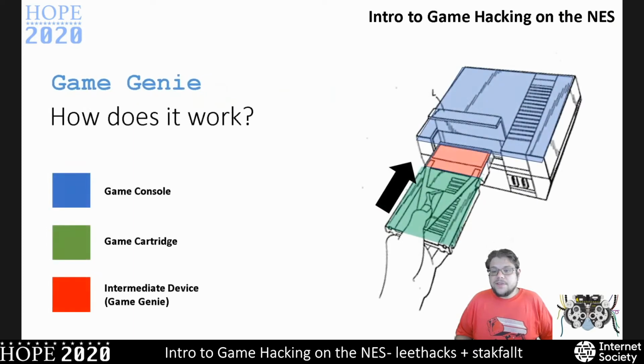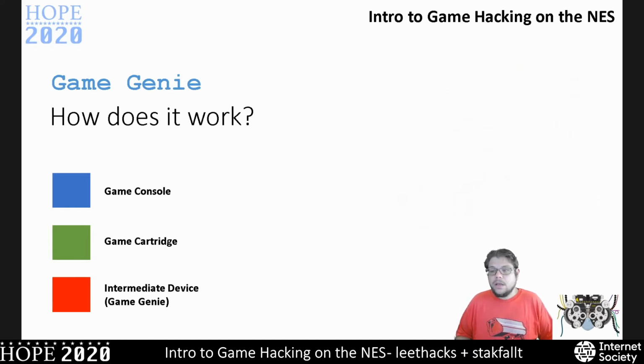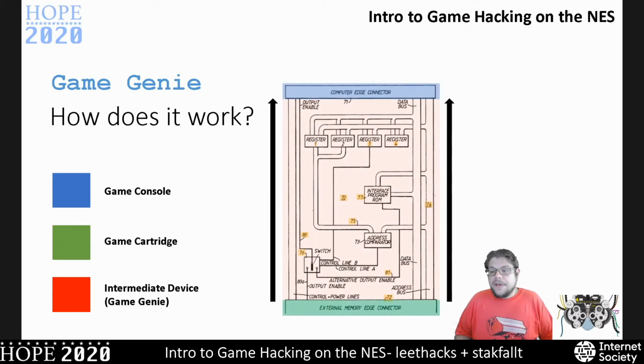So let's look at how this thing works. It's an intermediate device, and it's shoved between the game cartridge and the game console. So effectively, you have the cartridge plugged into the intermediate device and then the intermediate device plugged into the console. What happens is the intermediate device can intercept certain instructions from the cartridge and effectively overwrite those instructions with customized instructions.